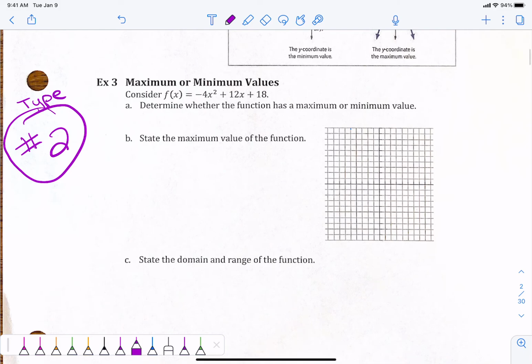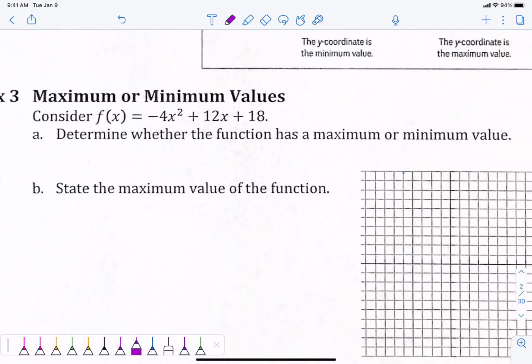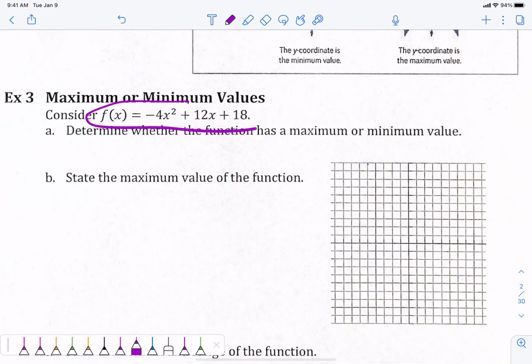Okay? Not bad. Now, type 2, this is example 3. Here we go. The maximum and minimum values. So let's look at this guy. This is my function right here. Find him, circle him, so you can see him. Find your function, circle your function, so you can see him.